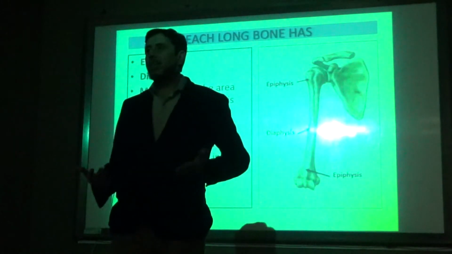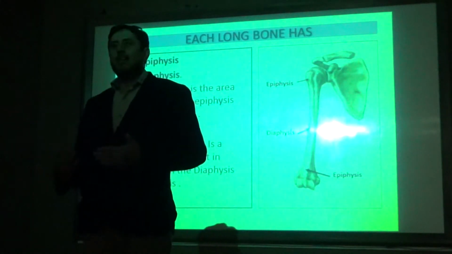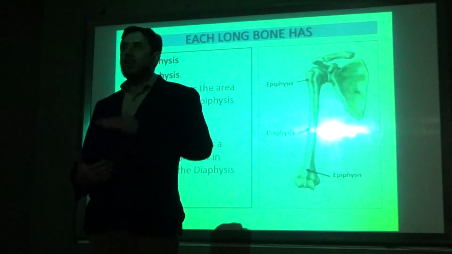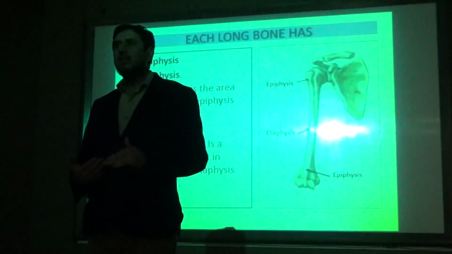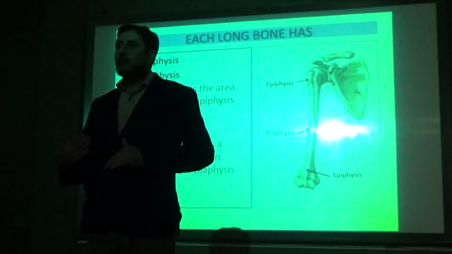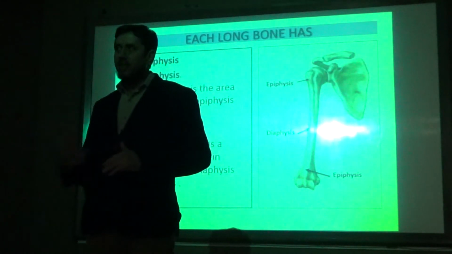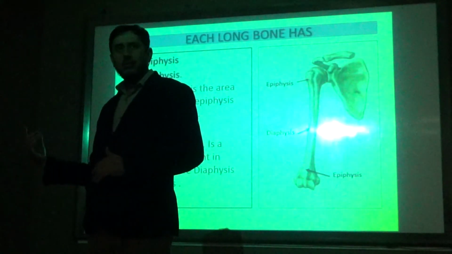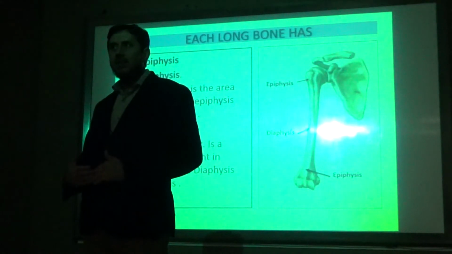So what is the epiphyseal plate? It is a cartilaginous tissue or cartilage plate. Where is it present? Near the epiphysis, meaning the end of the bones, between the epiphysis and diaphysis.